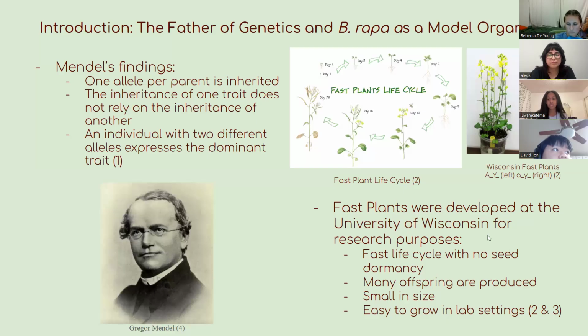For our experiment, we used fast plants, and we use them because they have a fast life cycle with no seed dormancy. Many offspring are produced, they're small in size, and they're easy to grow in a lab setting and relatively inexpensive.